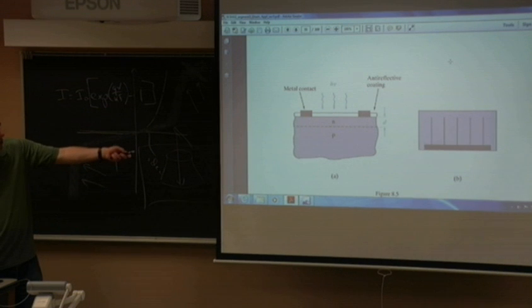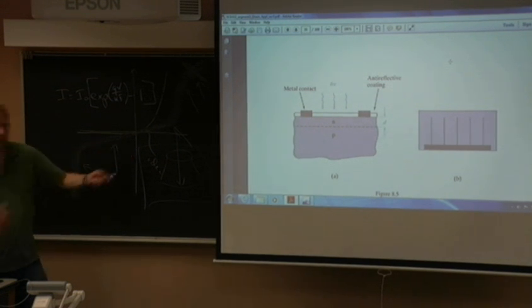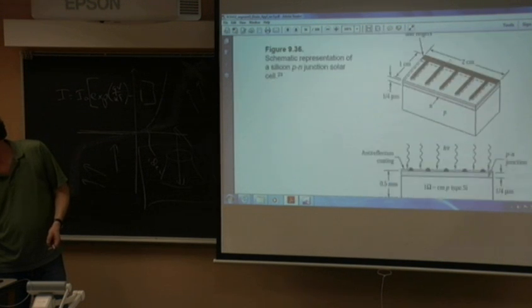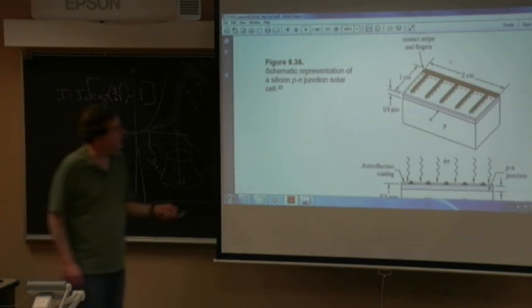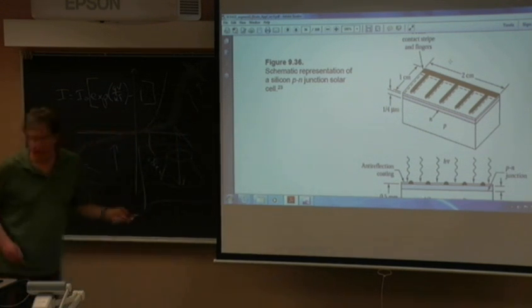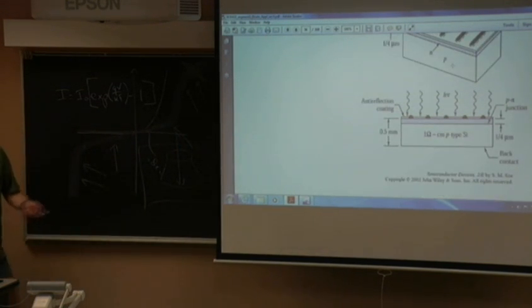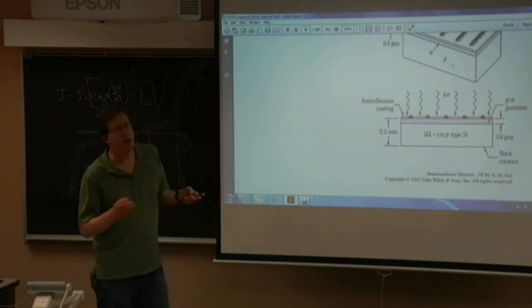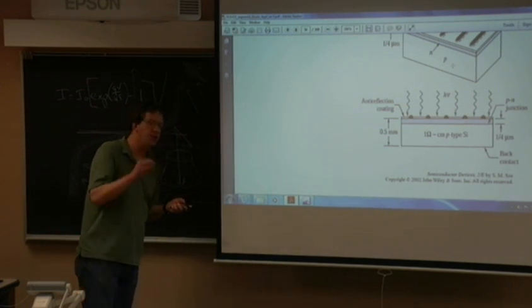I also probably want to put a nice anti-reflection coating on so I don't waste 30% of the light. That's an optics thing. Here's another kind of cross-sectional view. You have these grids. And here's the light coming down. And it's basically a PN junction. And essentially, they try to do this as simply and cheaply as possible.